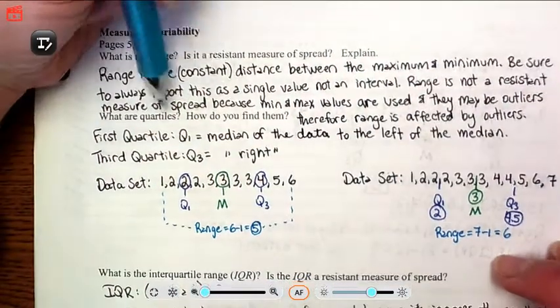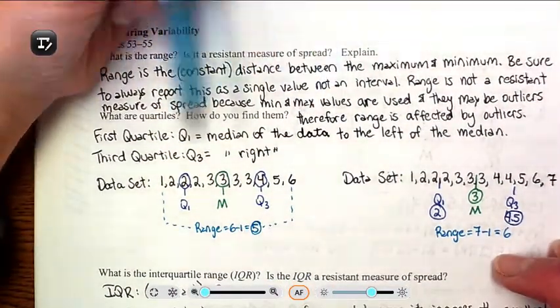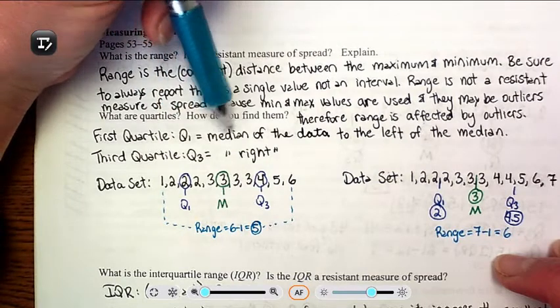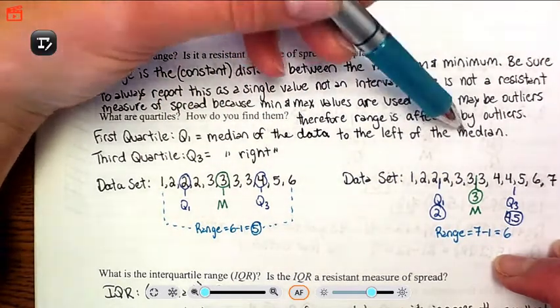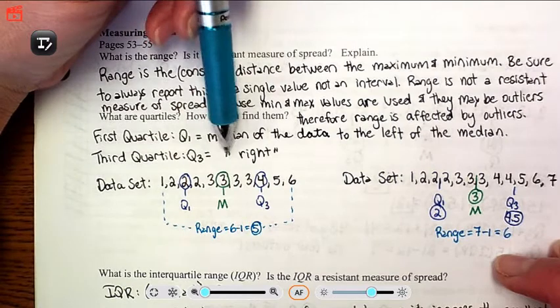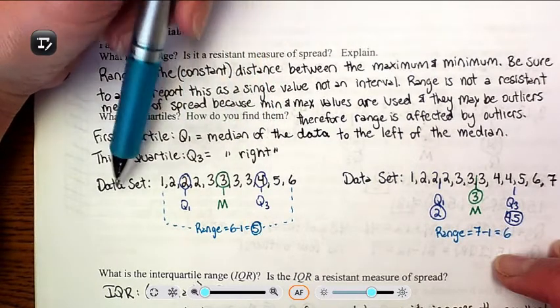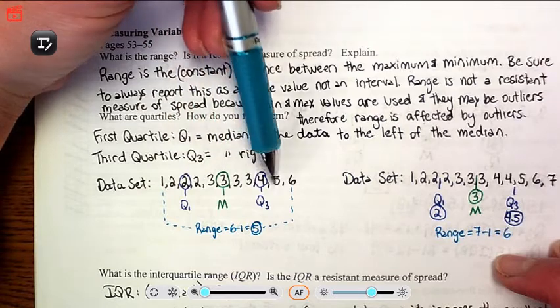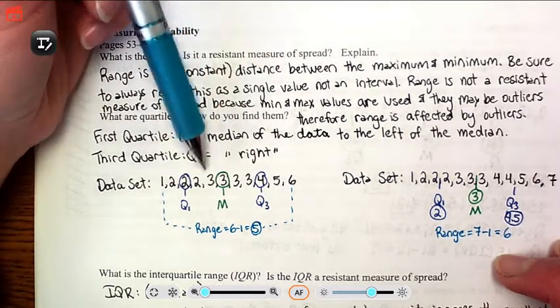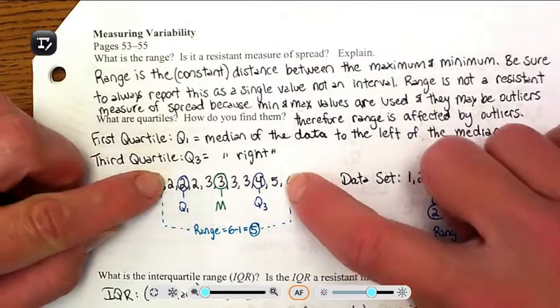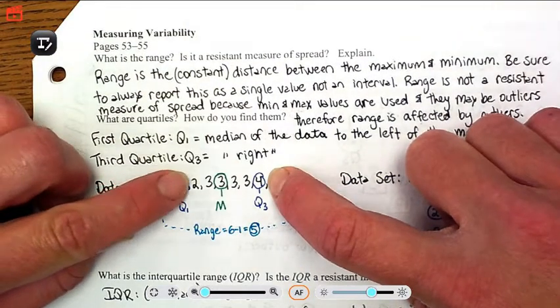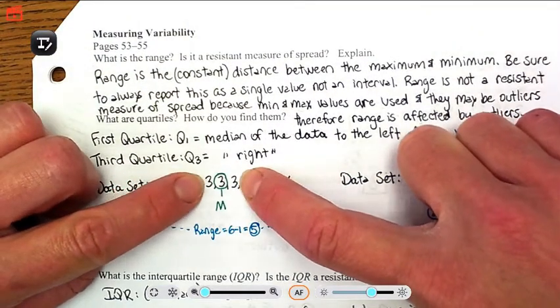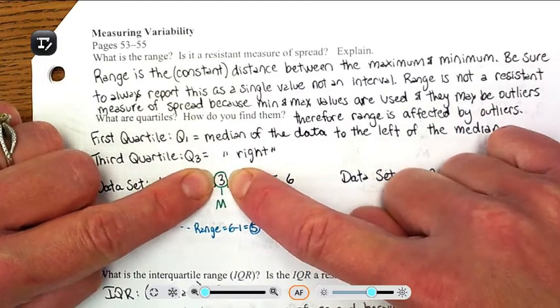All right, what are quartiles? How do you find them? The first quartile, Q1, is the median of the data to the left of the median, and the third quartile, Q3, is the median of the data to the right of the median. So if you had this data set, 1, 1, 2, 2, 3, 3, 3, 3, 4, 5, 6, then you find the median first: 1 and 6, 2 and 5, 2 and 4, 2 and 3, 3 and 3. There's your median. Block it off.